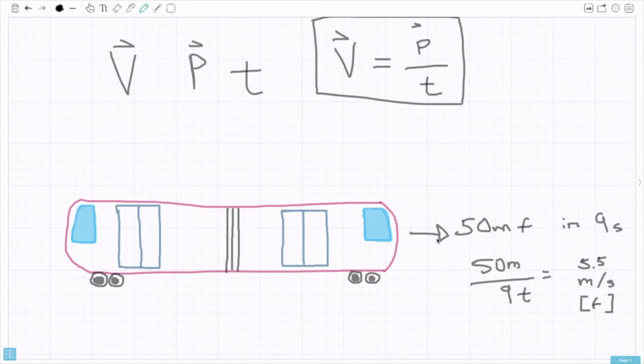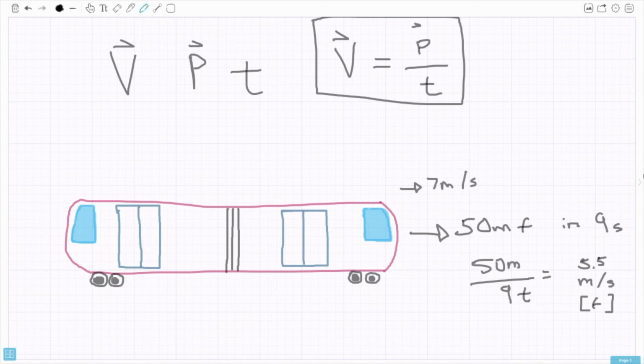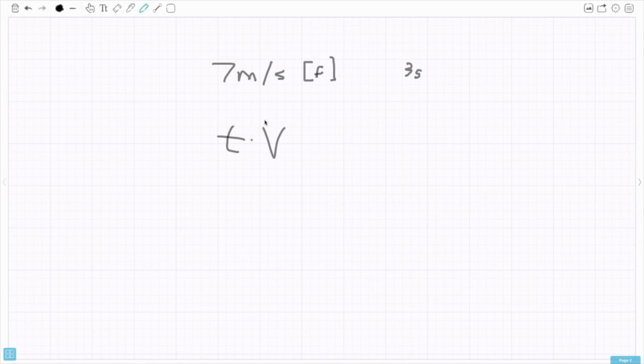Now after it goes for a little while, it's going to stop and pick up some passengers. That would take like 5 seconds for our imaginary train. Then it keeps on moving, but this time it moves faster: 7 meters per second forward for 3 seconds. This time, however, we're trying to find the position. So taking the formula I gave you in the beginning, we're going to modify it a little bit. Instead of velocity equals displacement divided by time, it will be time times velocity equals position. So it would be 3, which is time, times 7 meters per second, which is our velocity. That would give you 21 meters forward, because it's still traveling forward.